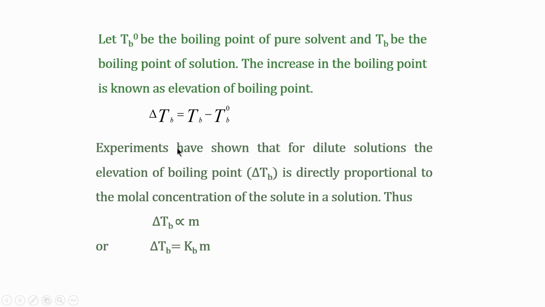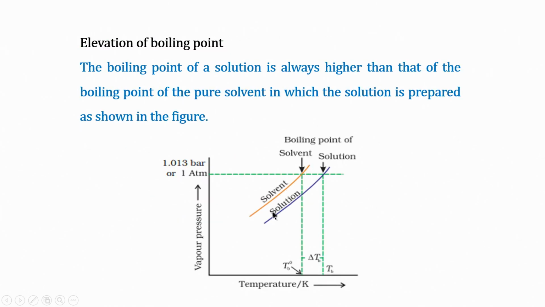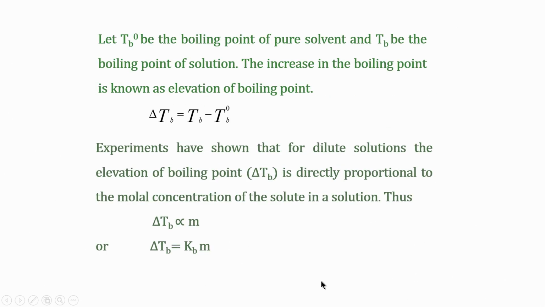So, look at the previous diagram now, this diagram. Here I have written Tb and Tb naught. So, delta Tb, that is the increase in the boiling point of the solvent of a solution, is Tb minus Tb naught. Okay. This is the solution and this is the pure solvent.